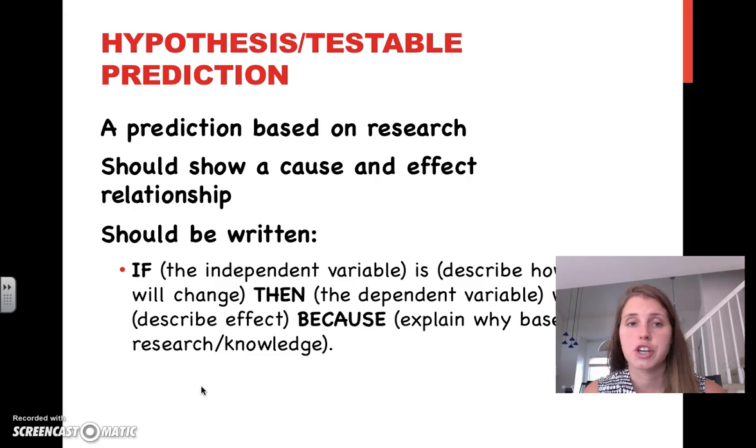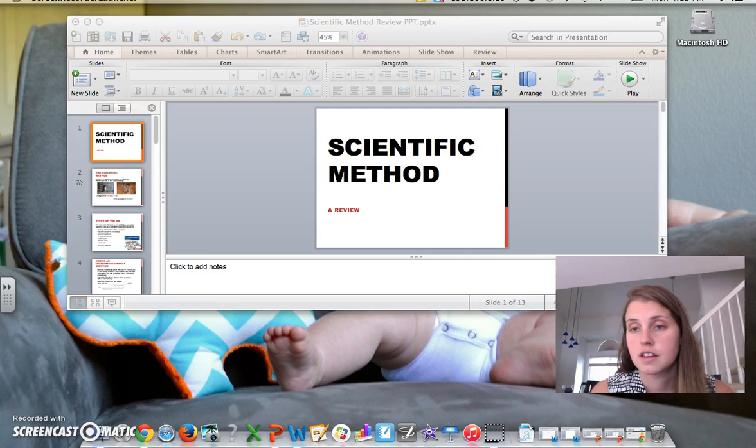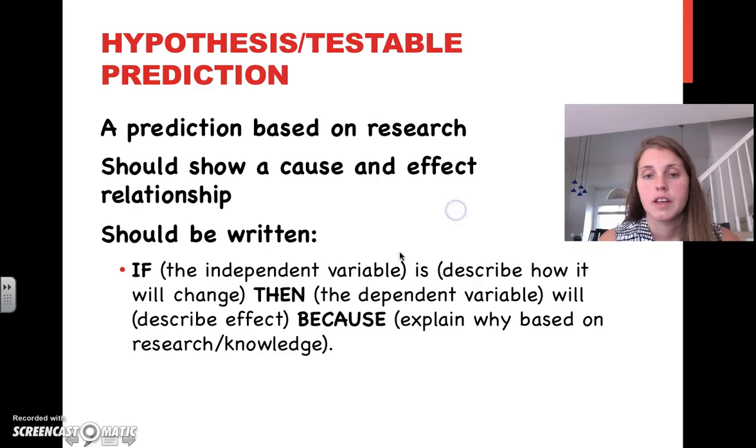Hypothesis or testable prediction. So it's a prediction based on research. Now that I've researched and I have all my scientific knowledge organized into a nice paragraph, I can use that in order to make an educated decision on what I think will happen when I try to answer my testable question. It should always be written in the form of, if the independent variable is however you think it is going to change, then the dependent variable will however you think that is going to change, because, and you want to explain this based on your research or knowledge.